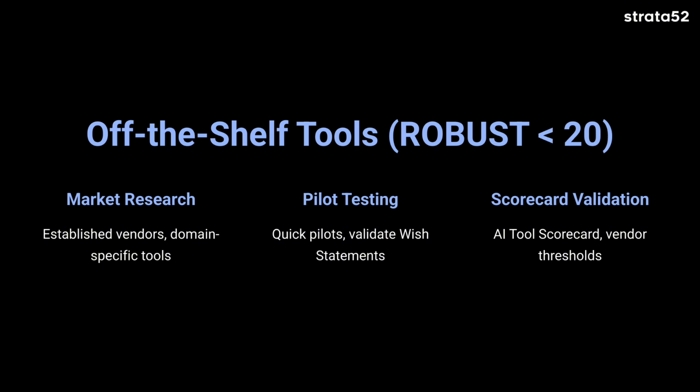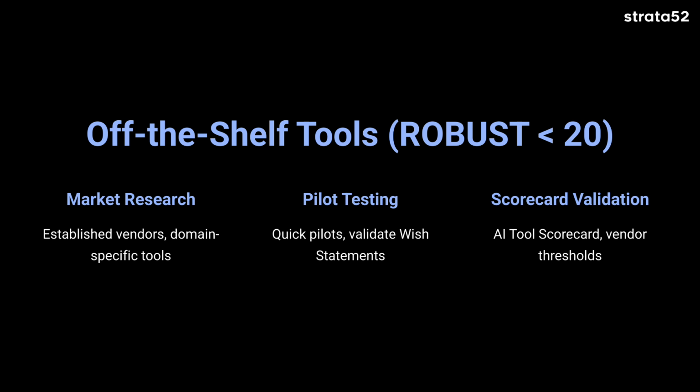In scenario one, the ROBUST score below 20 indicates that the client might be well served by an off the shelf or pre built AI solution. So here's the recommended path. When it comes to market research, look for established vendors who offer packaged tools in the same domain, like finance automation, chatbots, marketing analytics, etc. Also, I recommend using peer reviews on platforms like Capterra or G2 and watch for vendor demos and gather use case studies.